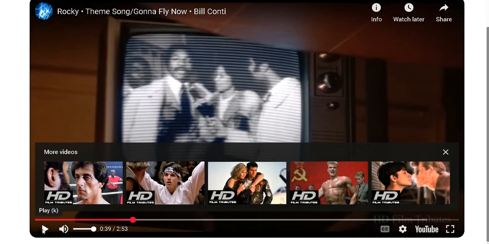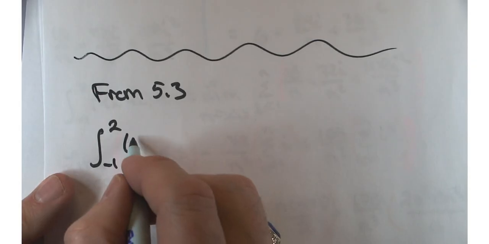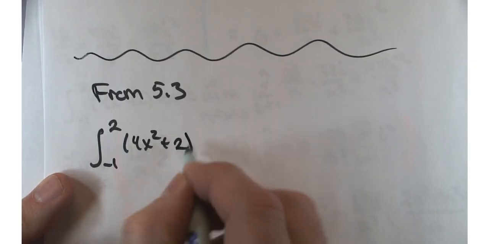In fact, just for giggles, let's go back and compare the work with section 5.2 to the work we do now in section 5.3, because it's a lot. We've made a substantial gain here. So let's compare that. I'm going to do it right here for comparison. So this is from 5.3. Do the integral from -1 to 2 of 4x squared plus 2 dx.